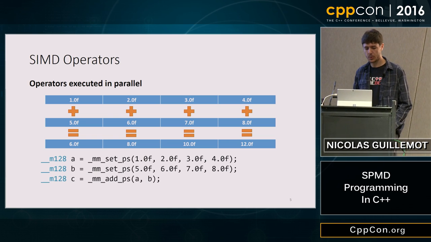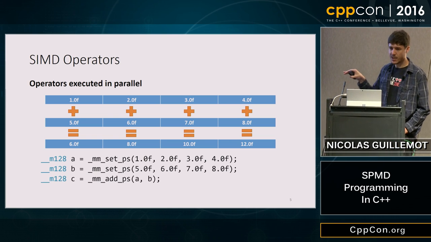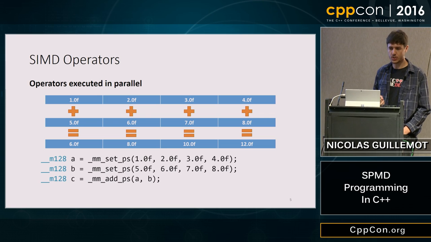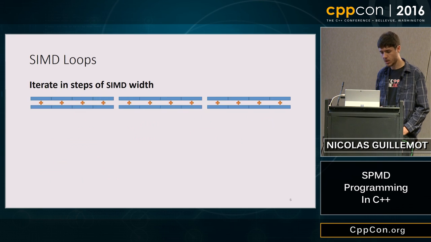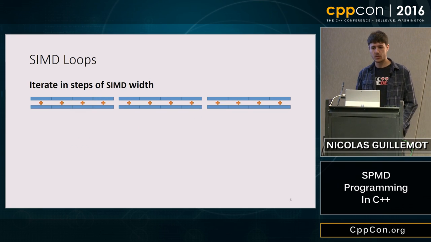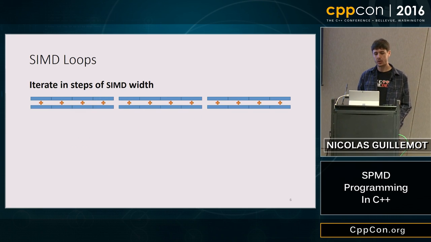To do the addition, it's actually pretty straightforward. So _mm_add_ps just adds two packed single precision float registers, and that's how you get the result that you can see on the top of the slide. Moving on, that's how you do an operation on four objects, but on four floats.